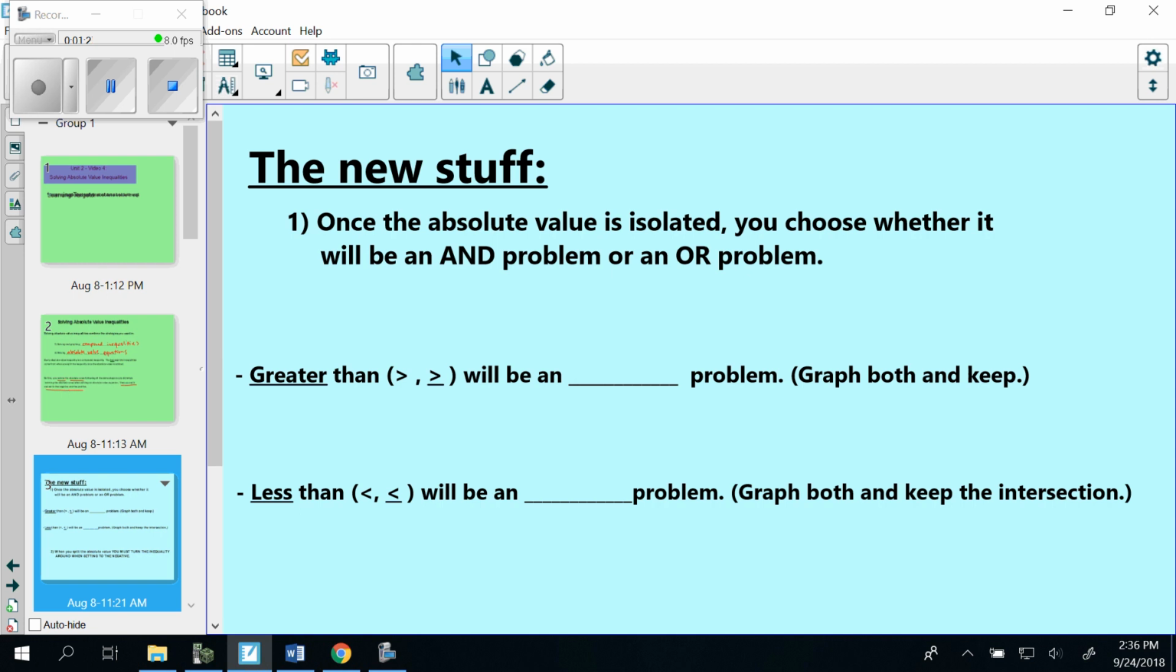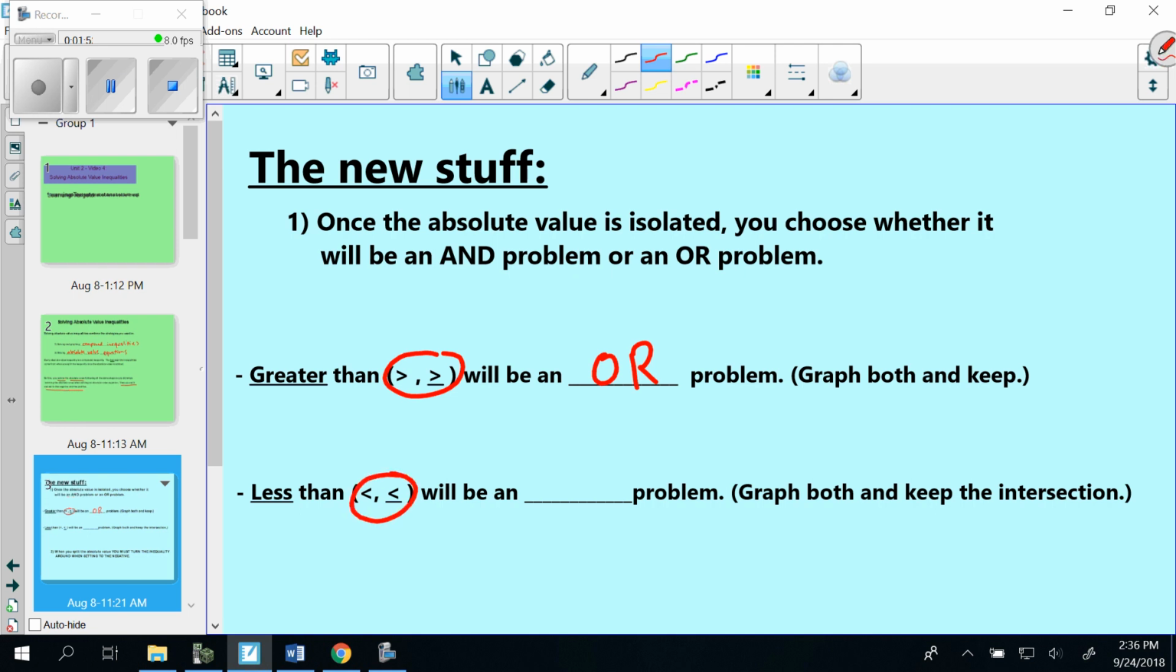Once the absolute value is isolated, you choose whether it will be an AND problem or an OR problem. And the way that we decide is looking at the symbol. If it's either one of the two greater than symbols, either greater than or greater than or equal to, then it's going to be an OR problem. Okay? If it's either of the two less than symbols, less than or equal to, it will be an AND problem. Okay? And then you're going to graph kind of the intersection or what's in between those problems.